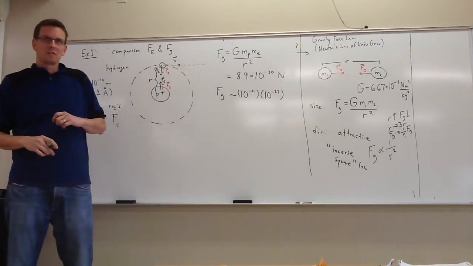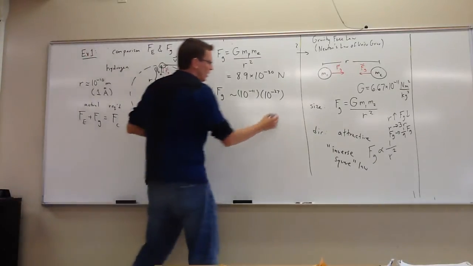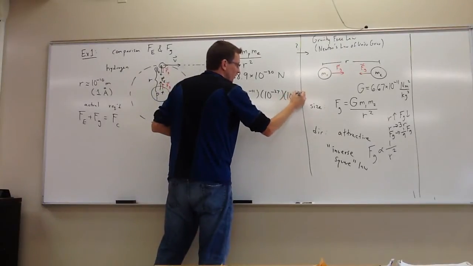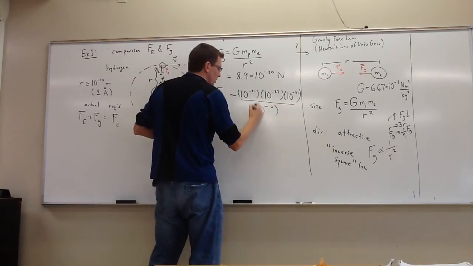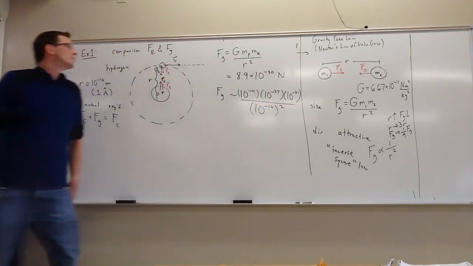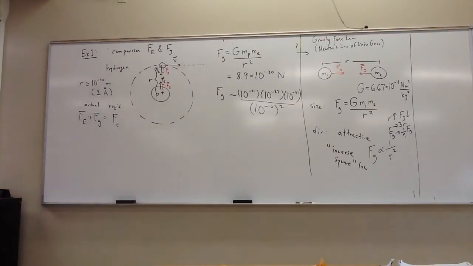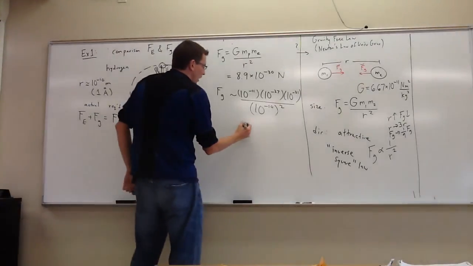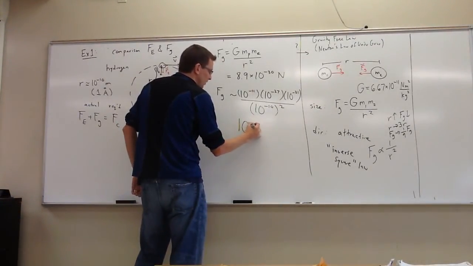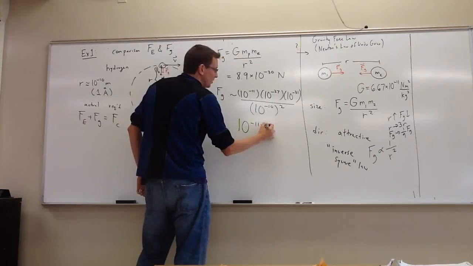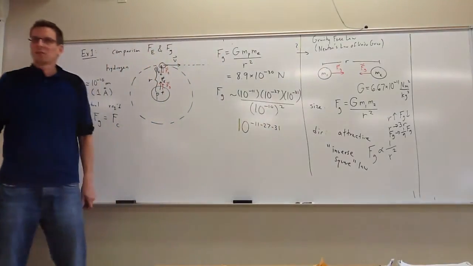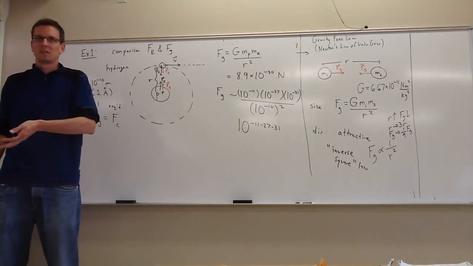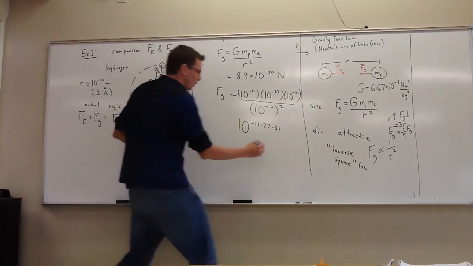Mass of an electron is 9.11 times 10 to the minus 31, so 10 to the minus 31. And then this is 10 to the minus 10 meters squared. So you can just collect the powers of 10 and let's see what we get. We get 10 to the minus 11, minus 27, minus 31, and then 10 to the minus 10 squared is 10 to the minus 20th, right? And then I flip that up, so I add 20.